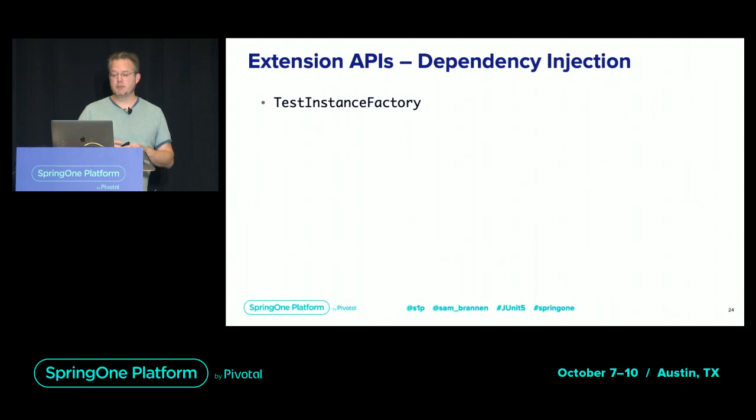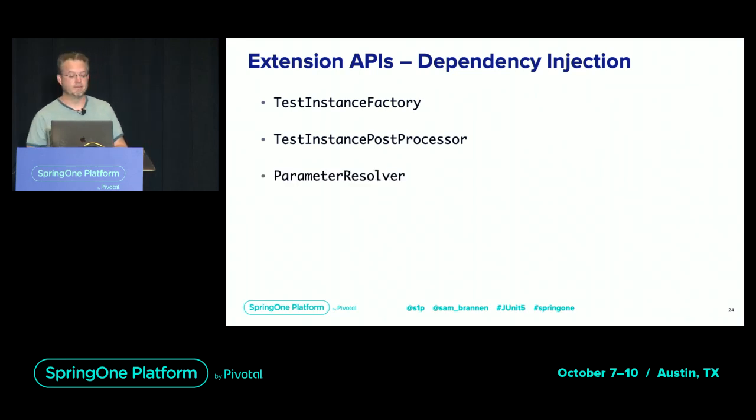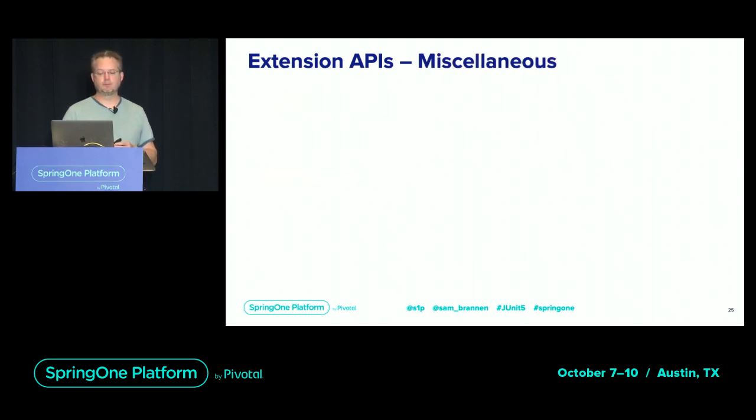In terms of dependency injection, we have TestInstanceFactory, so an extension can actually be in charge of instantiating the test instance if it needs to. We have a TestInstancePostProcessor, which is kind of like a bean post processor, if you're familiar with Spring, and that allows you to perform things like setter injection or field injection, and that's actually what Spring implements to perform dependency injection. Now there's another one, ParameterResolver. That's a generic idea for a parameter for either constructors or methods. And extensions can perform injection. Spring does that as well.